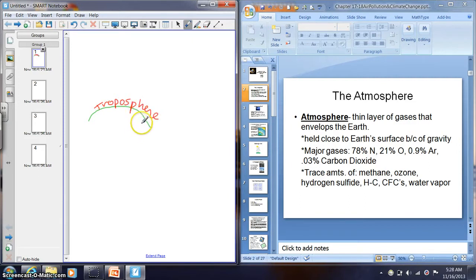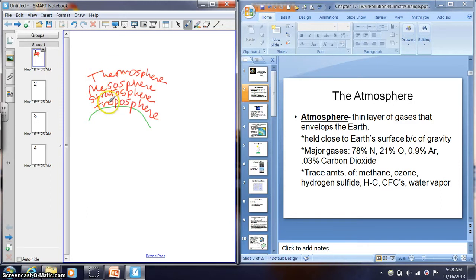The next layer up is the stratosphere. The next layer up is the mesosphere. And finally, the thermosphere. In some books, after the thermosphere, they have the exosphere, but we don't need to get into that.